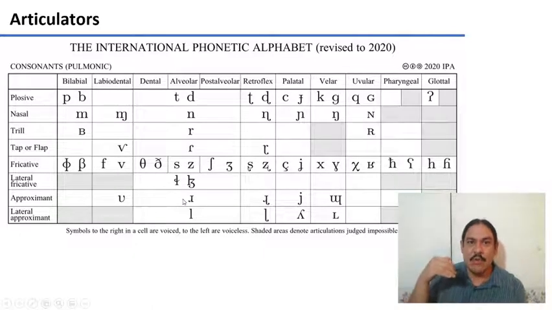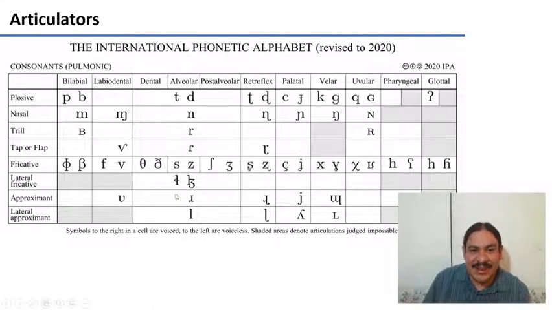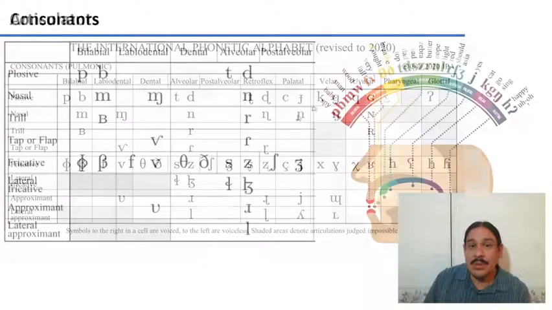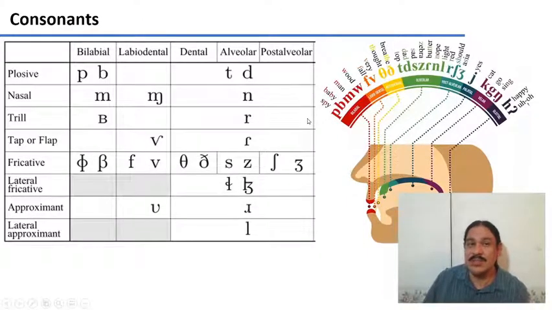It approximates it. Red. Please give it a try. Red. So this is the R in English. The L in English is also alveolar. We'll look at all of those places of articulation, but let's focus on the English ones for a bit.